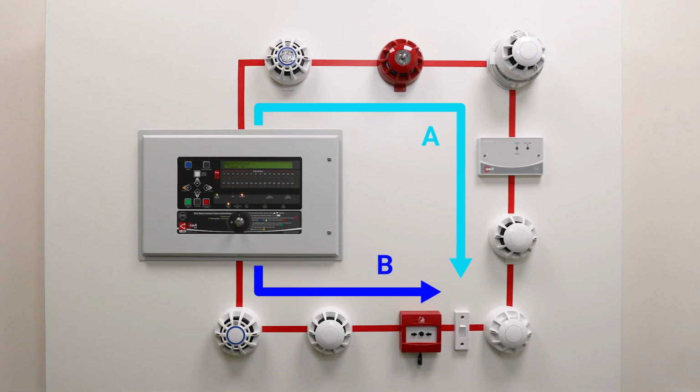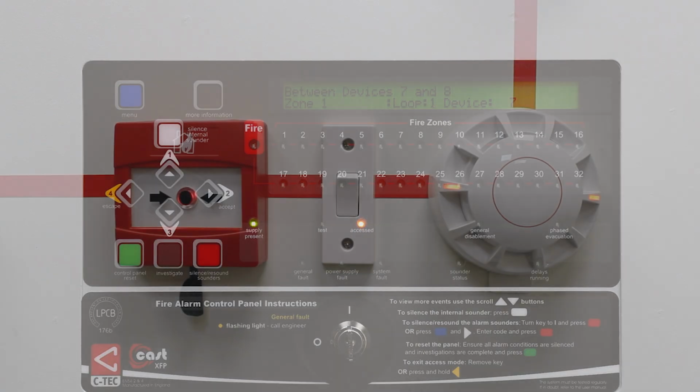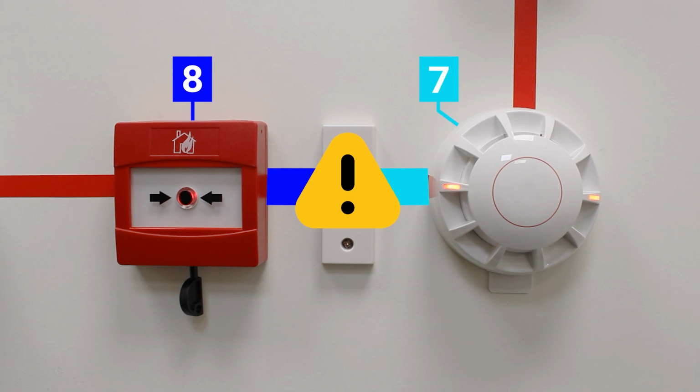Once it has reached the last device it is able to pull on both sides of the loop, a message will appear on the panel's display indicating the location of the loop integrity fault. In this instance, it is between devices 7 and 8. The LEDs on the devices will also be lit steady to aid identification of the fault out in the field.